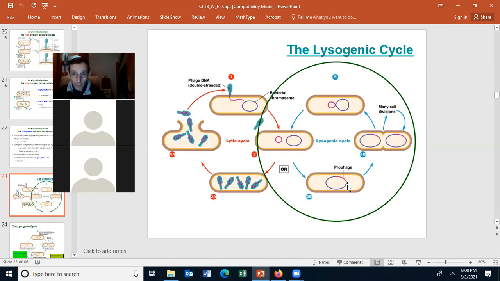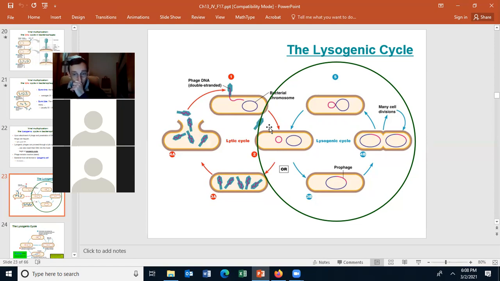Every once in a while, for reasons that are not fully understood, and they've been studying this for over 50 years, I think it's been over 70 years now, the lysogenic prophage can leave the lysogenic life cycle. When it does, the prophage leaves the host chromosome, becomes a separate entity of DNA within the cell. And then that virus enters the lytic life cycle.